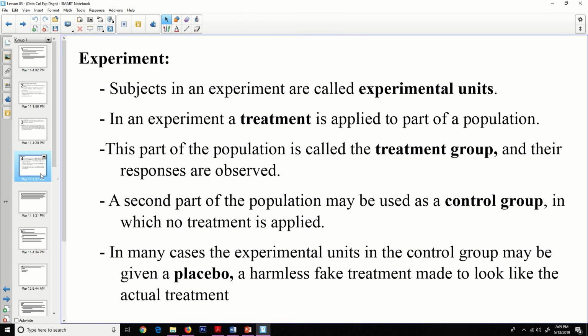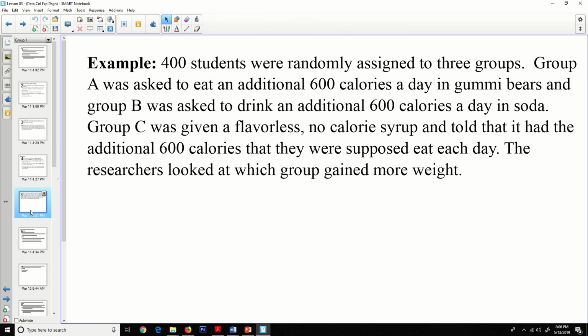In many cases, though, the experimental units in the control group may be given a placebo just to give them the thought that they might also be getting whatever treatment that is. When they study medicines, it's usually like sugar water or a sugar pill. So they're given a placebo, a harmless fake treatment made to look like the actual treatment, and we'll talk about that later. So an example of an experiment: 400 students were randomly assigned to 3 groups.